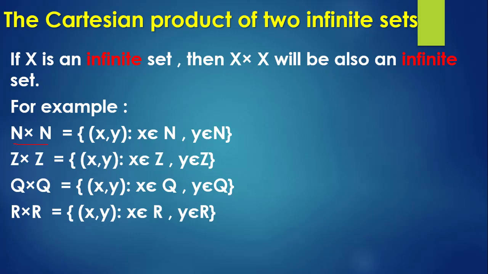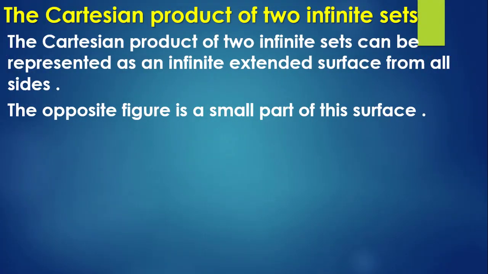In this case, it will be all the ordered pairs in which the first and second projection belongs to this set, which is the natural number. By the same way, the integers or the rational number or the real number. So the Cartesian product of two infinite sets can be represented as an infinite extended surface for all sides. Okay. Here, for example, a small part of this surface.